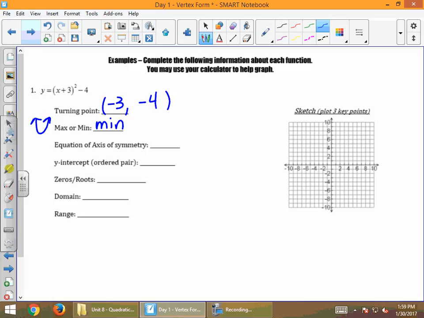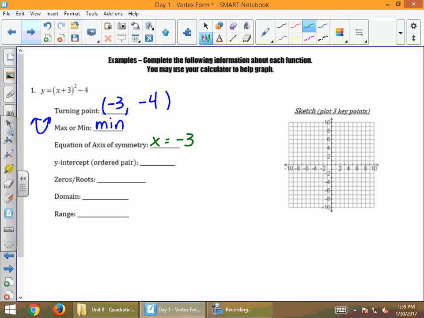The equation of the axis of symmetry. X equals what? Negative 3. Very good. Just the x value of your vertex. Whatever the x value of your vertex is, just x is equal to negative 3.